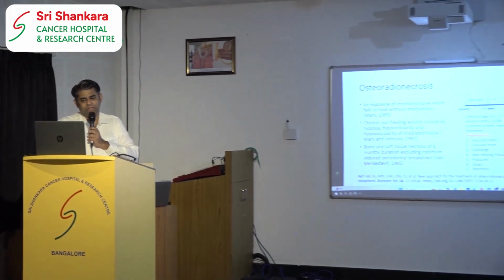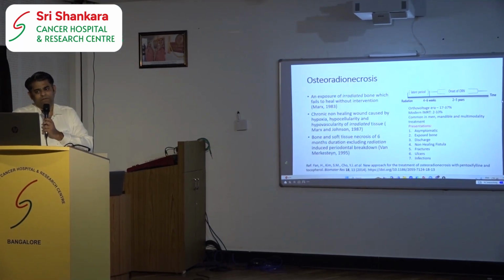Another definition was again given by Marx and Johnson. Marx and Myers also have come up with a definition: a chronic non-healing wound caused by hypoxia, hypocellularity, and hypovascularity of irradiated tissue. This was the most accepted definition. And now we have another definition: bone and soft tissue necrosis of 6 months duration, excluding radiation-induced periodontal breakdown, was a definition given by Van Merkesteyn in 1995. So when can it occur?